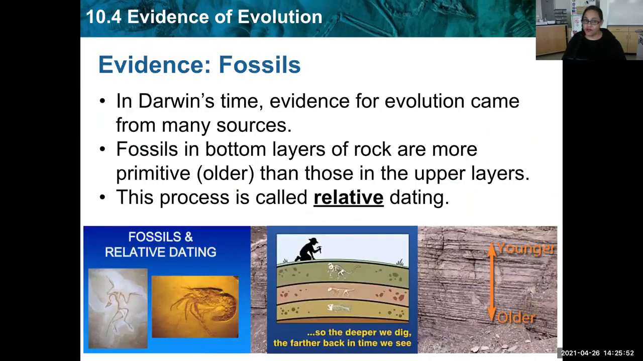So fossils is the first one. In Darwin's time, evidence for evolution came from many sources. Fossils was the most obvious. And people dig stuff up. You always see archaeologists digging in the ground. And they figured out that fossils in bottom layers of rock are more primitive or older than those in the upper layers. And this process is called relative dating. Older fossils are found at the bottom, relative or compared to the younger fossils found at the top.